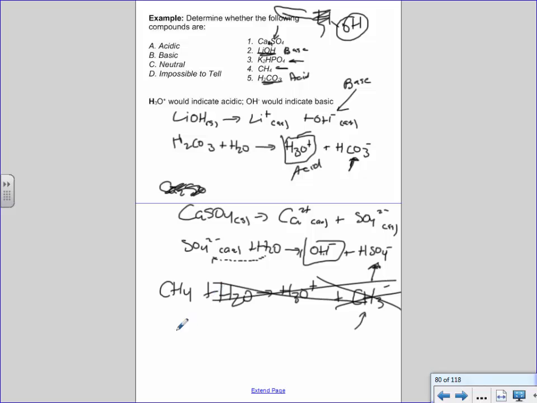What if it's a base? Let's try the exact same thing. Let's take CH4. Let's add it to water.